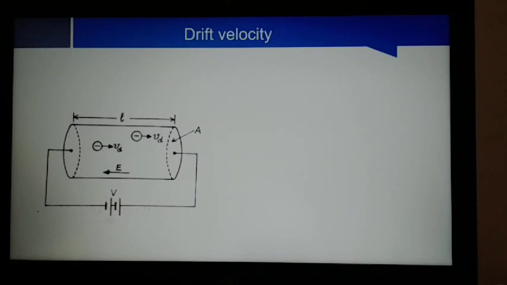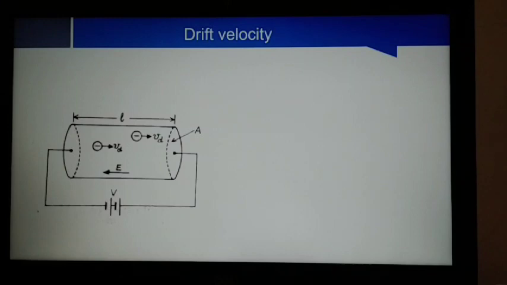Okay, so a current is generated through that conductor. Is the situation clear? We have a conducting wire of length L having cross-sectional area A, and small n is the number of free electrons per unit volume of that conductor.